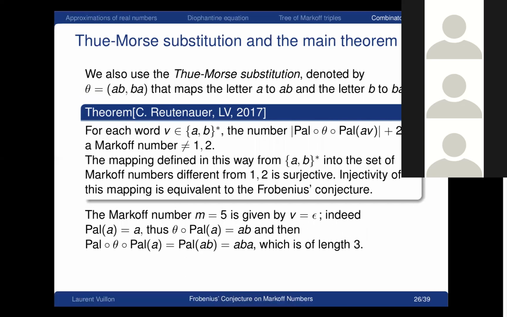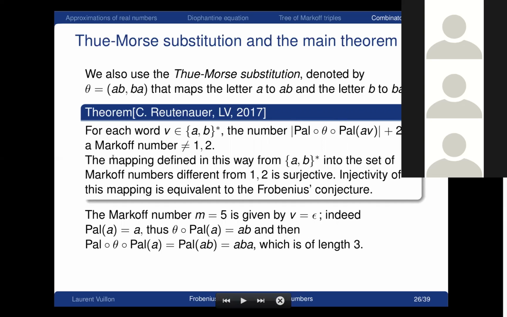And this is a theorem with Christophe Reutenauer. In fact, we use this palindromic closure and also the Thue-Morse substitution, which is theta here, that maps the letter A to AB and the letter B to BA, as usual. And in fact, in order to have Markov numbers, we compute pal of theta of pal of AV. V is just a word on the alphabet AB beginning by A. And you take the length of this word, you add 2, and this is exactly a Markov number, distinct from the degenerate cases, distinct from 1 and 2.